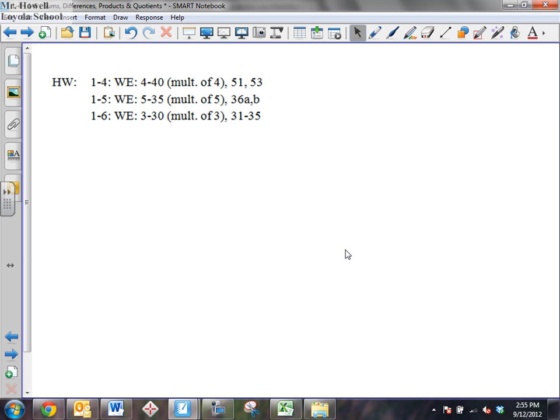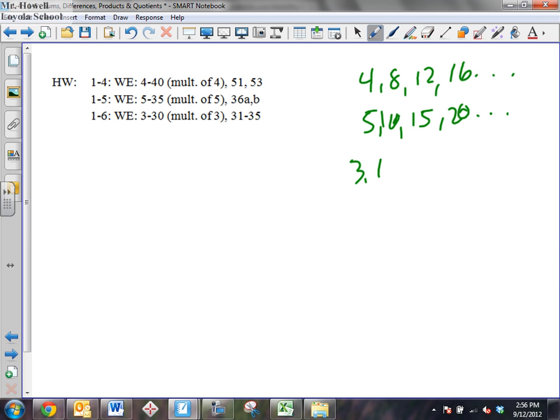Multiples of 4. Okay, so for example, for the first section, I want you to do 4, 8, 12, 16. Those are multiples of 4. 5 to 35 is just going to be 5, 10, 15, 20. And then multiples of 3. 3, 6, 9, 12, and so forth. Okay?